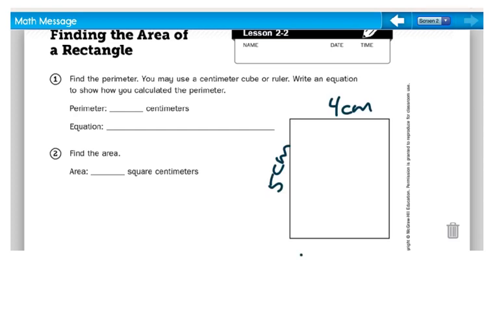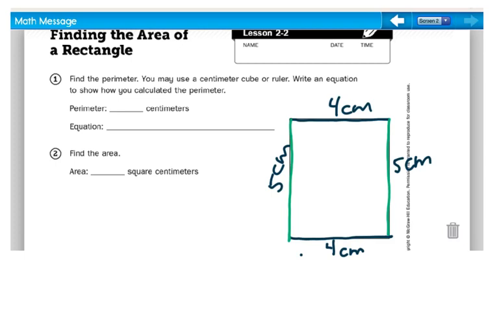So I went ahead and measured the size of the sides of the rectangle. The length of the top is 4 centimeters. I also know that opposite sides on a rectangle are the same length, so this would be 4 centimeters. The left side of the rectangle is 5 centimeters. That means the opposite side would also be the same length of 5 centimeters.